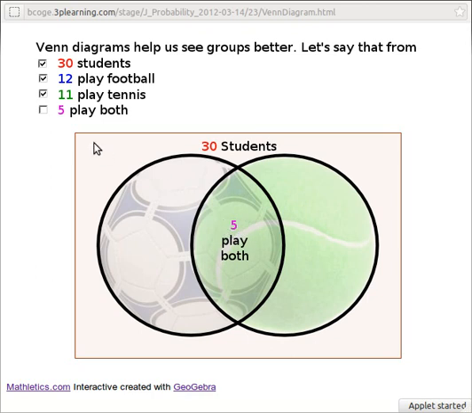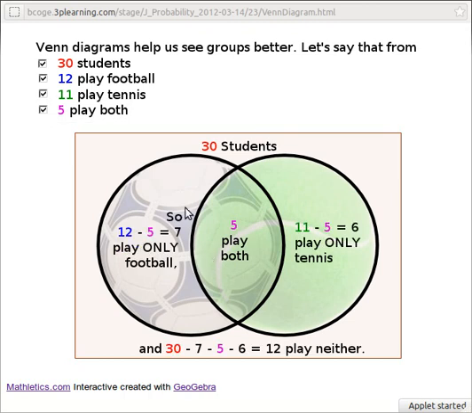And from that, you can work out that outside here, in the group that play football only and not tennis, you've got the 12 footballers minus the 5 people who play tennis and football, so you've got 7 out here. And on this side, similarly for tennis, you've got 11 tennis players, 5 people play tennis and football, so over here you've got 6 people who play tennis only.